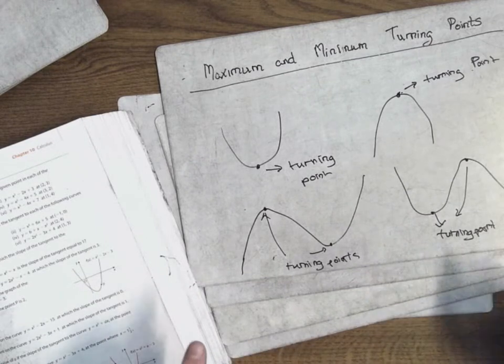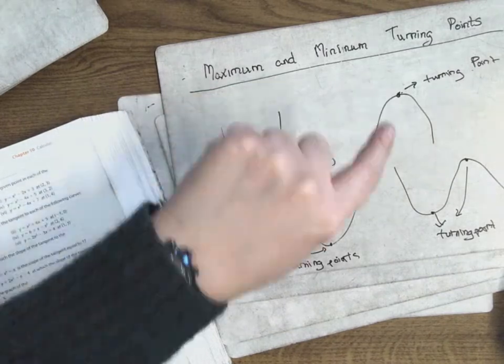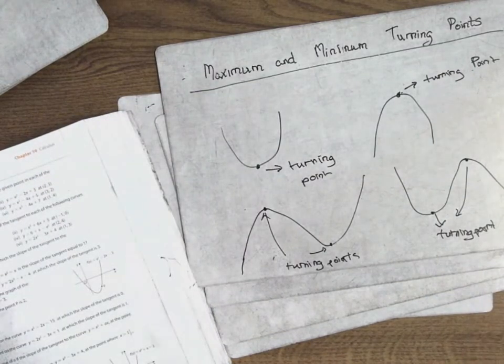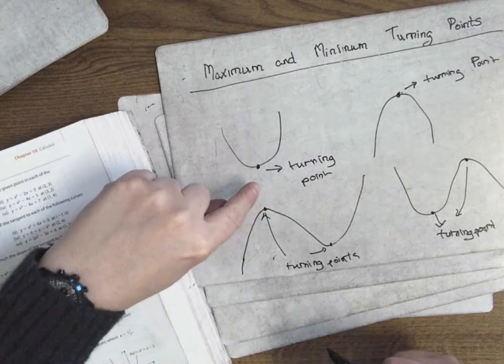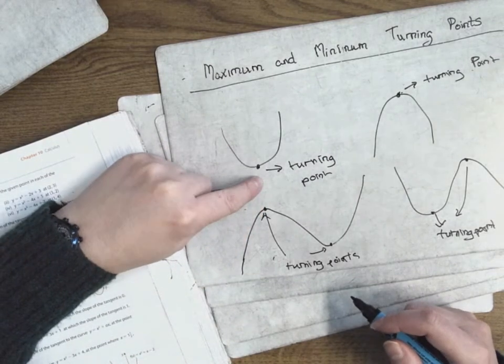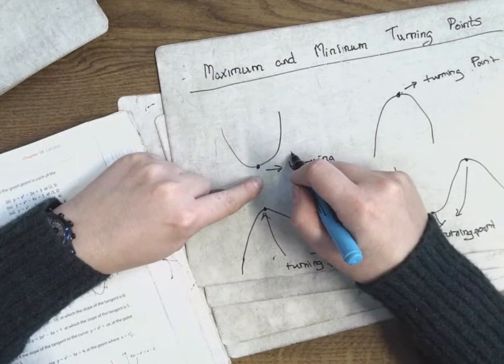Right, okay. Now I want to distinguish between a maximum and a minimum. Maximum means it's up high, minimum means it's down low. So this one, is it up high or down low? Low. So this is a minimum turning point.